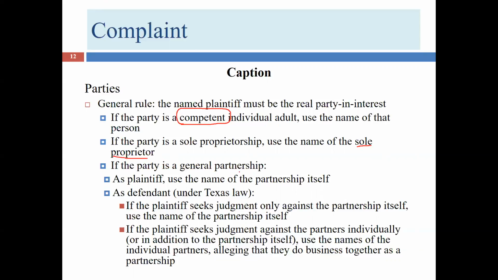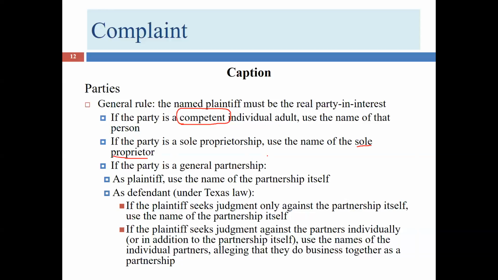If the party is a general partnership, if the party is the plaintiff that's a general partnership, use the name of the partnership itself. Let's say that this partnership had 4 partners: Smith, Green, Brown, and Lewis. Well, maybe the name of the partnership is just Smith and Brown. Even though Green and Lewis are also owners, it's just gotten too long of a name to fit comfortably on the letterhead. So in that situation, you would actually just use Smith and Brown, even though Lewis and Green are also owners.